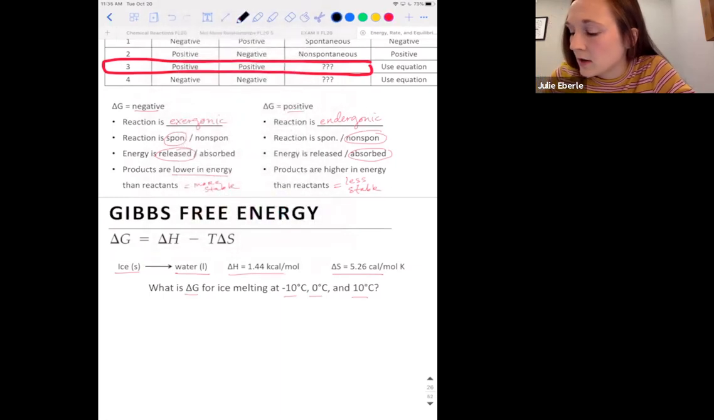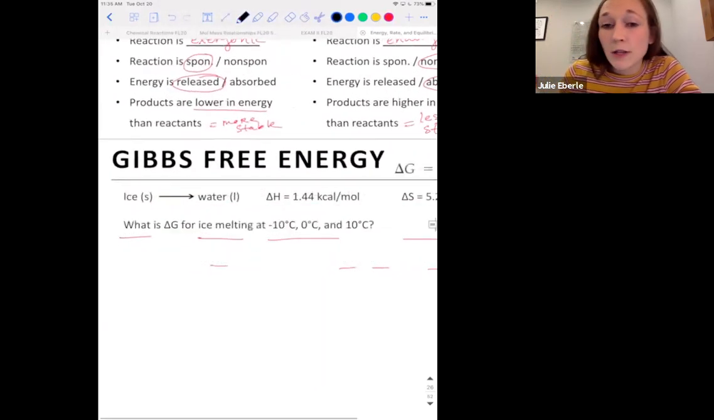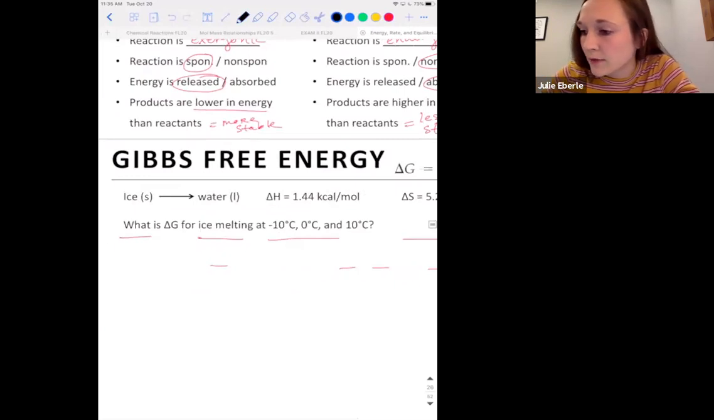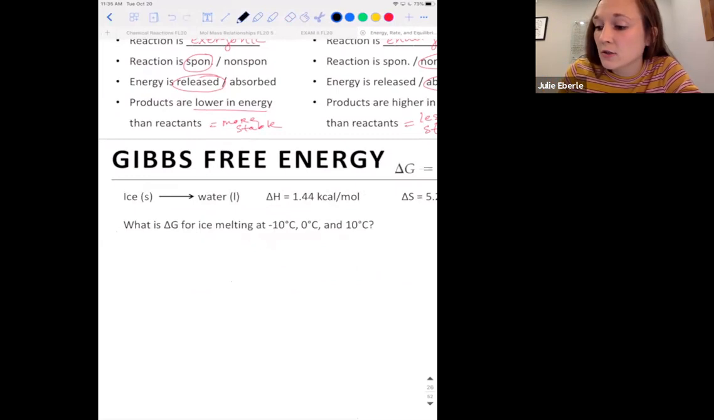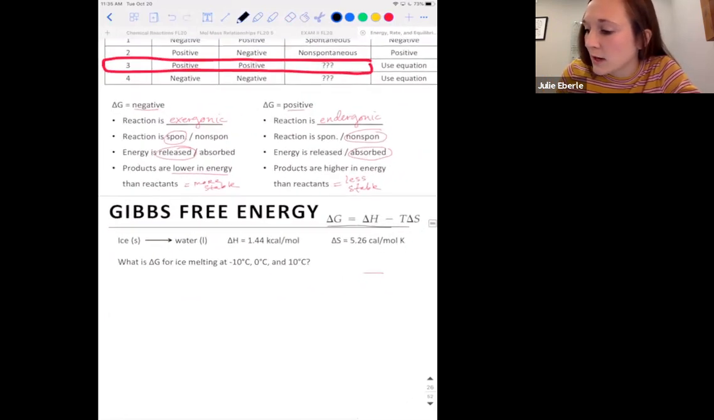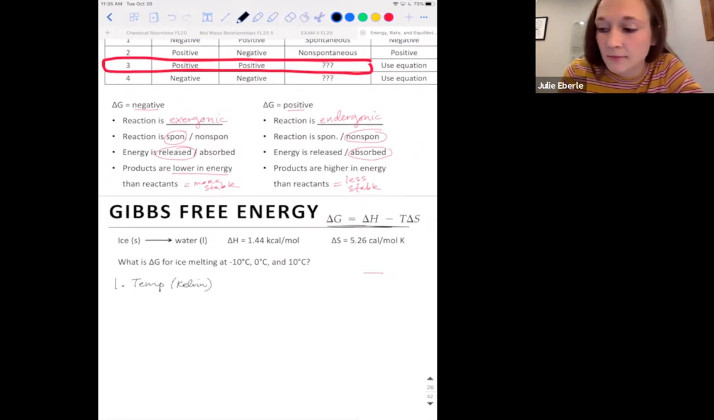Okay, so when you have a problem like this, there are 2 steps you have to take. The first step, before we can plug into our delta G equation, which is right up here, we know our temperature has to be in Kelvin, right? So that's step number 1. Always check that your temp is in units of Kelvin. And so far, it's not. Okay, we have negative 10 degrees Celsius, 0, and positive 10 degrees Celsius. So before we plug any of those in, we're going to convert them to Kelvin.